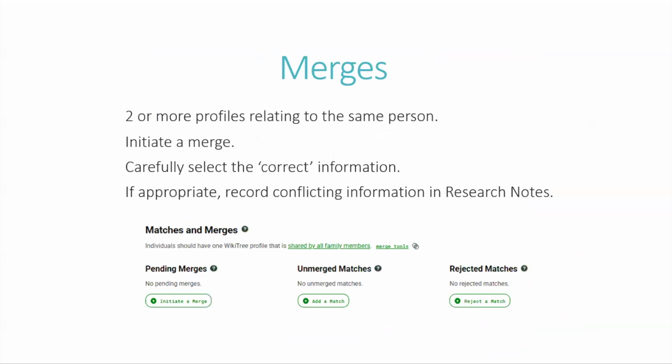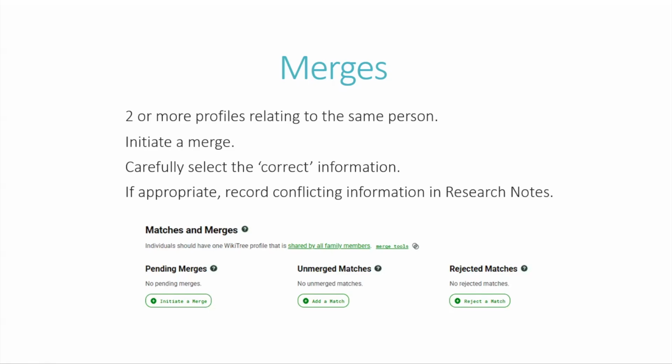Merges: I mentioned at the beginning, you really should only have one profile per person. So if you do find two or more profiles relating to the same person, you need to merge those profiles into one. At the bottom of the page, you'll find a link to initiate a merge, and that's where you kick off the merging process. Both profile managers need to approve the merge initially. If it isn't approved, it can be escalated to other people.